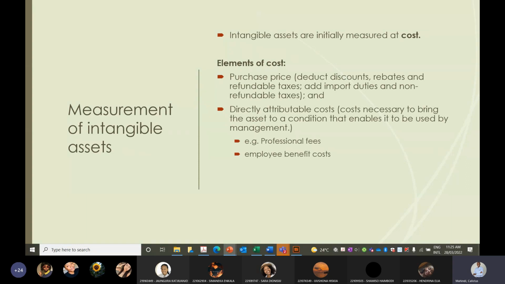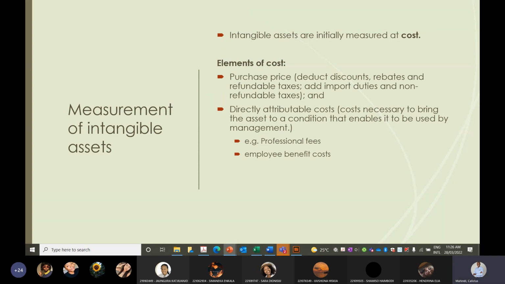Now, here we have a few directly attributable costs. For intangible assets, you will have costs such as professional fees and employee benefit costs. So in order to get a restraint of trade agreement, for example, you have to have lawyers that will help draft that agreement, etc. Those are professional fees that are incurred in getting that restraint of trade agreement, so that must be included as part of that intangible asset. Employee benefit costs.